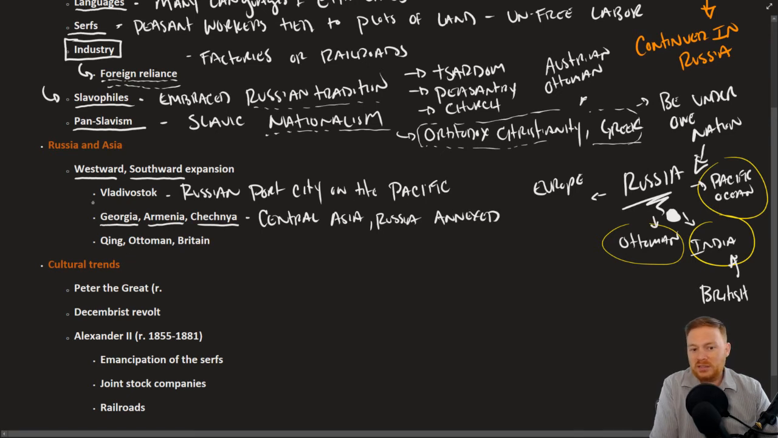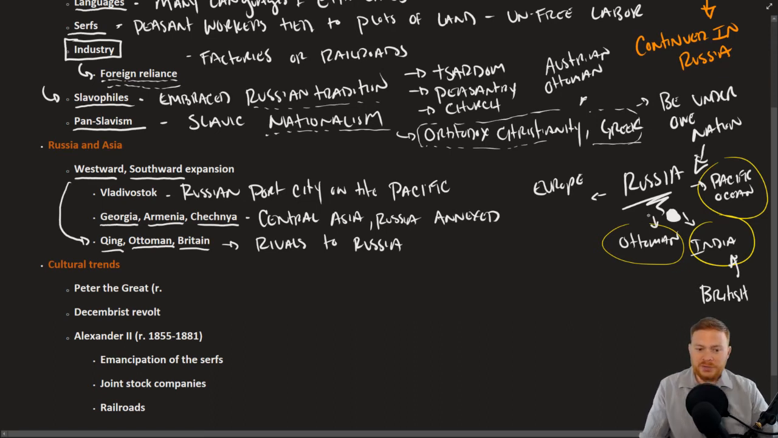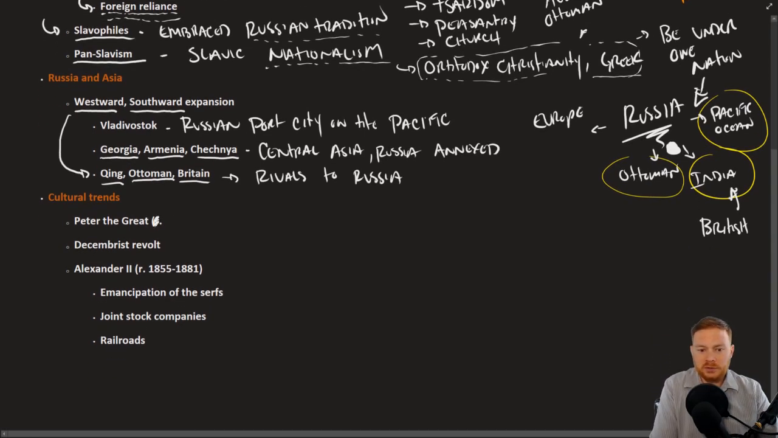And then lastly, this expansion put them into competition with the Qing dynasty of China, the Ottoman Empire of the Middle East, and Great Britain. So these all became rivals to Russia as a result of them continuously putting pressure on these various parts of the world here. In terms of culture, looks like we left out Peter the Great's ruling there.